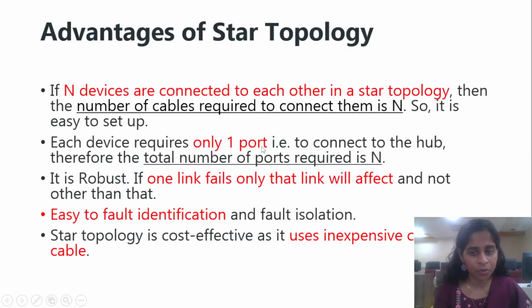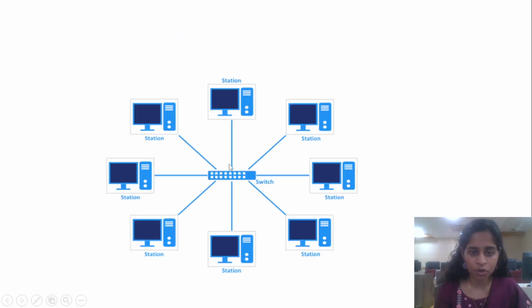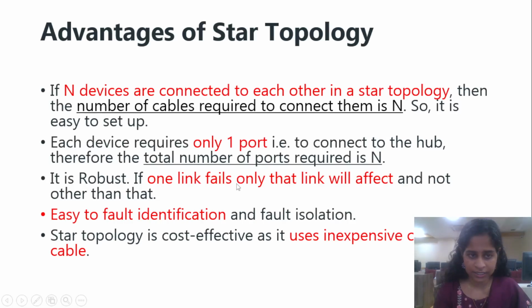So only one port, and in this port all the number of devices will be connected. There will be one port only, and in this port all the devices will be connected. So each device requires only one port that will be connected to the central hub, and therefore the total number of ports required is n.